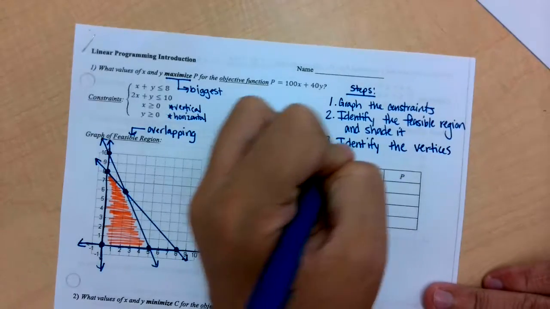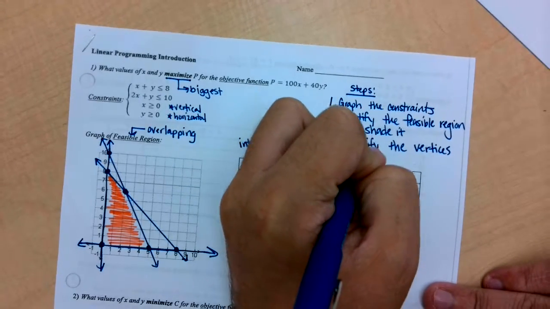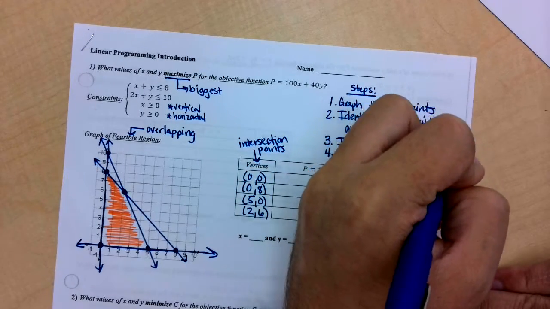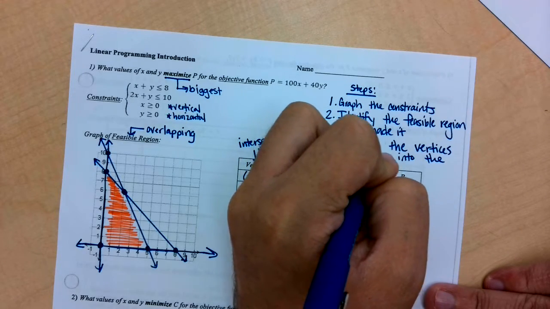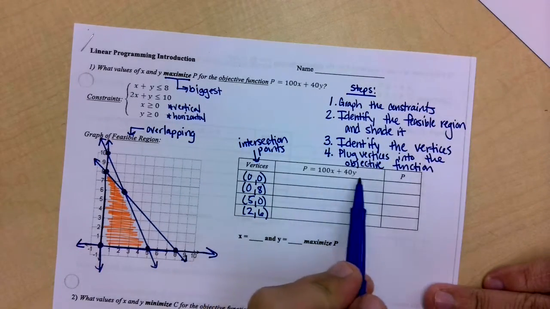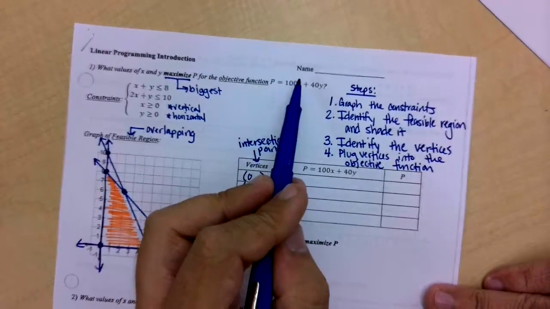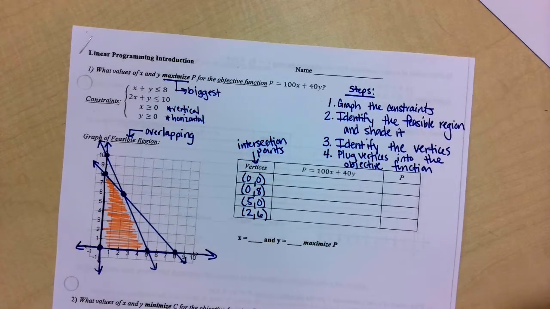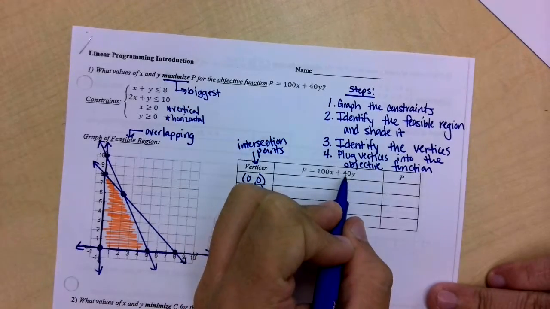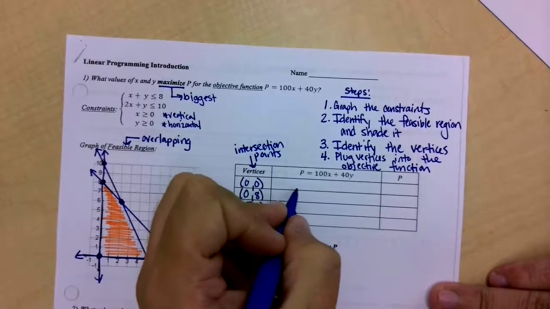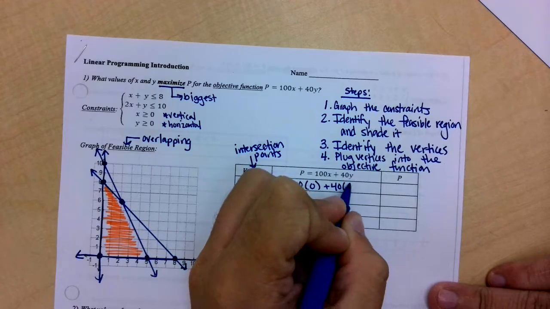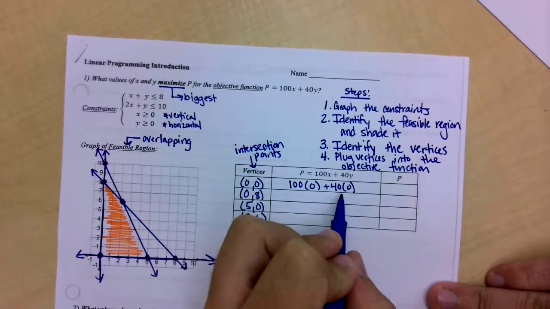Then, step 4 would be to plug the vertices into the objective function. So you'll see you've got the objective function here. It labeled the objective function this. Here it's in the middle. So we are going to take our vertices and plug x in the x spot and y in the y spot. So I'm going to plug in 0 for x, 0 for y, and figure out what I have.